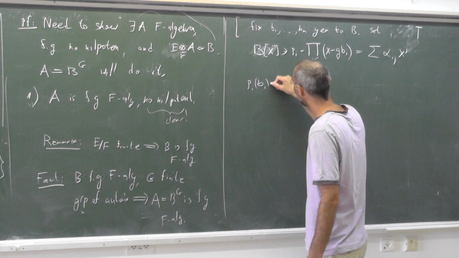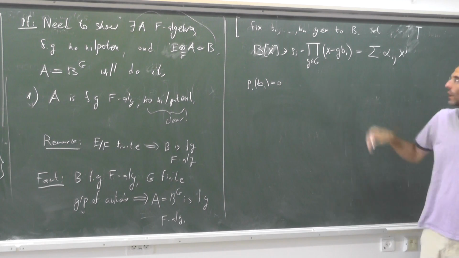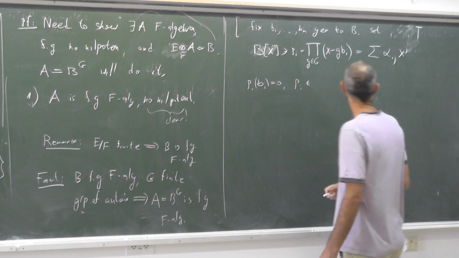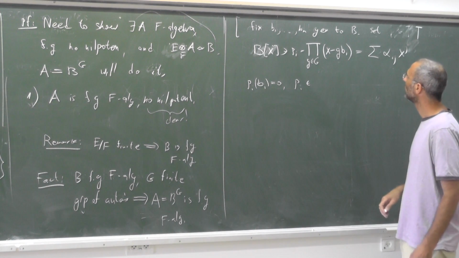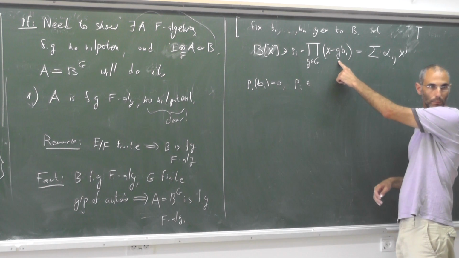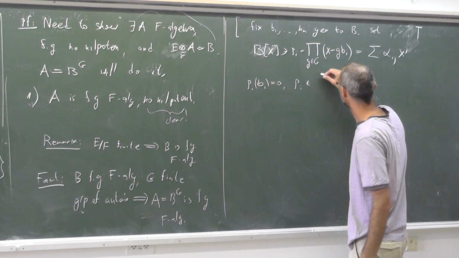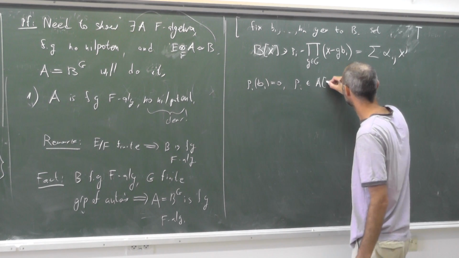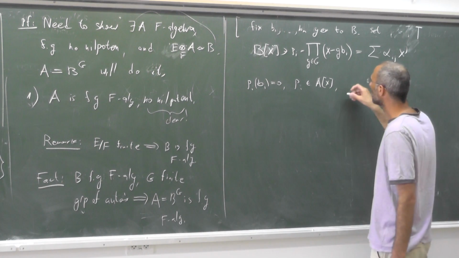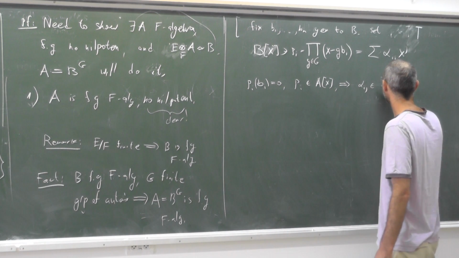Pi is 0 because 1 is one of the g's that I see. And Pi's are all, as you see, if I apply g to Pi, I get the same. So Pi is in AX. So it means that alpha and j are ordinate.